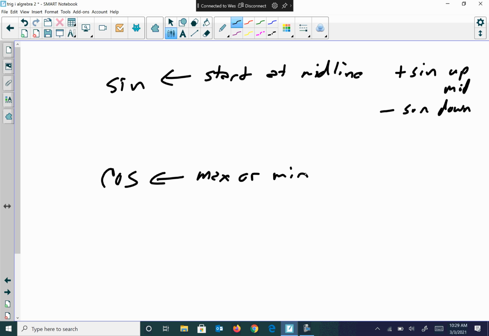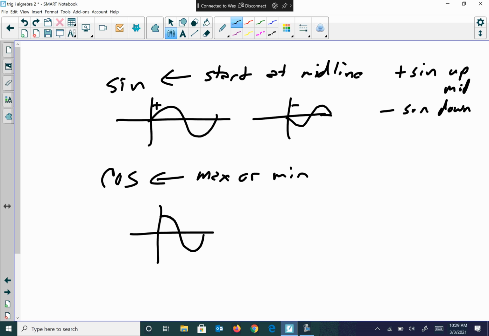Okay, so sine will either do this or it would do this. Oops, that was really bad. I tried hard and I failed. So that's basically what the sine is going to do. This would be the positive sine. This would be the negative sine. Cosine, you're either going to start at a max, so this would be positive cosine, or it would start at a min, and this would be a negative cosine.